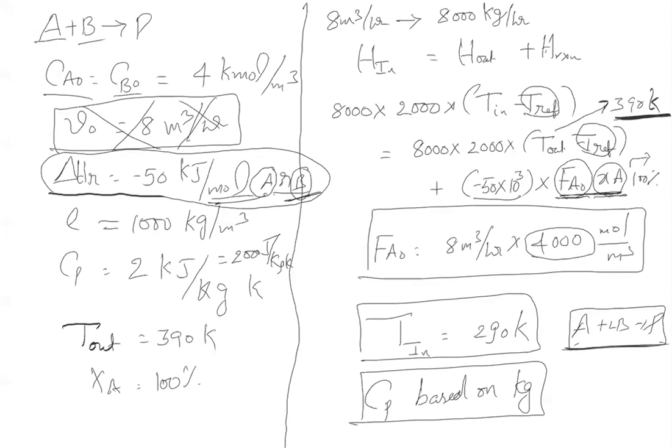If it is A plus B gives R, same problem, then this is not applicable because he has not mentioned moles of A or B. Because 1 mole of A reacted means 1 mole of B reacted automatically. So moles of A reacted, moles of B reacted will be same here. Whereas if you take A plus 2B gives P, moles of A reacted is half of moles of B reacted.